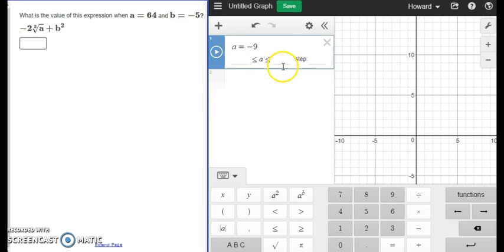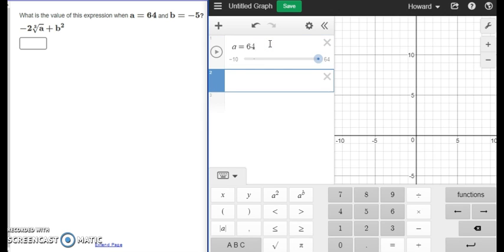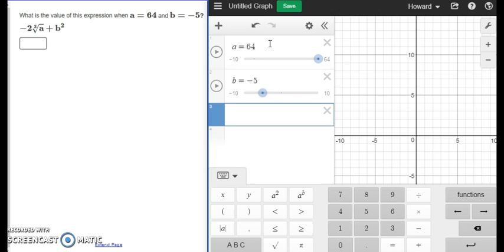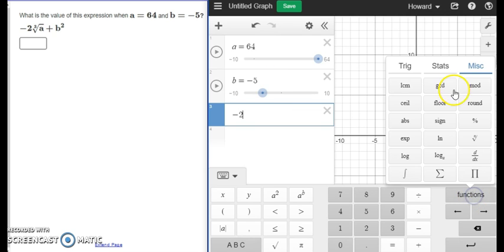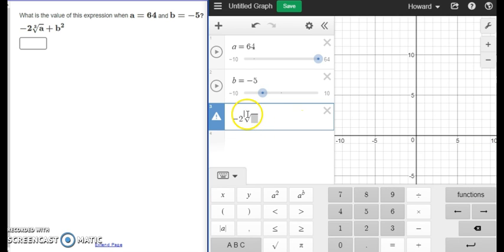So again, in this case, I do have a, so let's just use a again. 64, b is negative 5, and so then we say to ourselves, now we've got negative 2. I've got to do the cube root. So again, go to Functions, click on Miscellaneous. I want the nth root button. So what root do we want? We want the cube root.